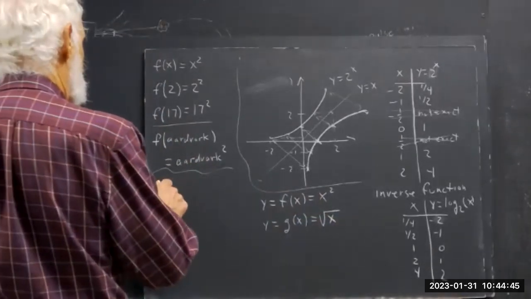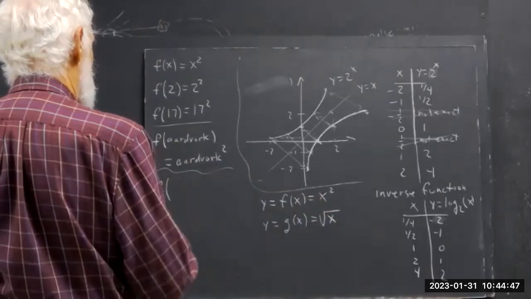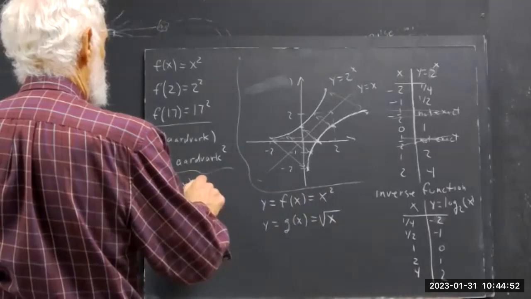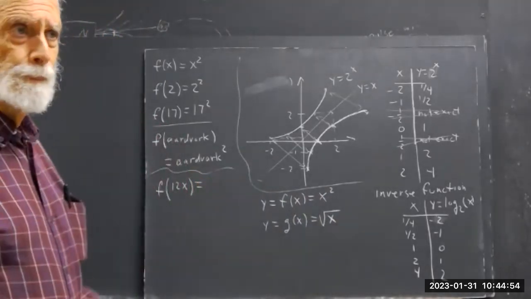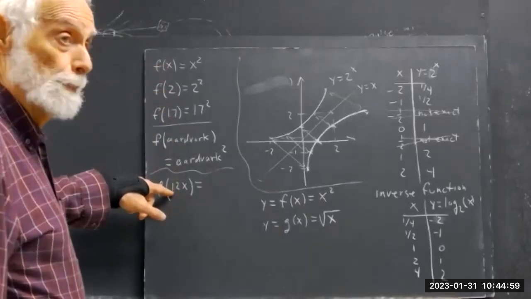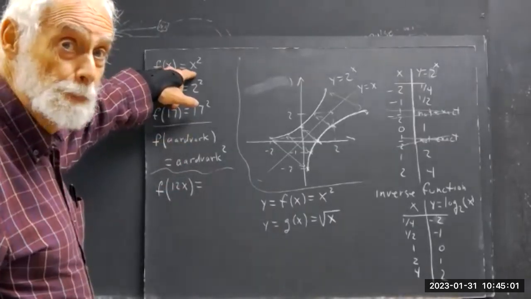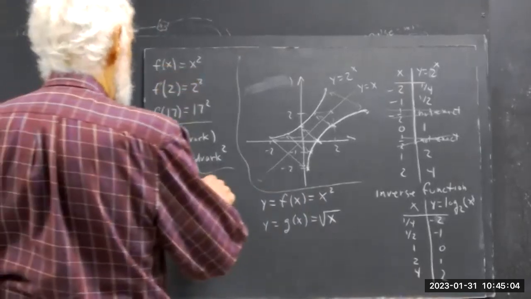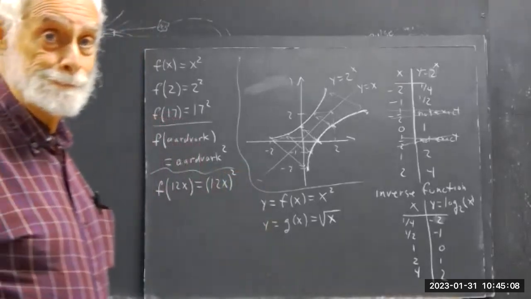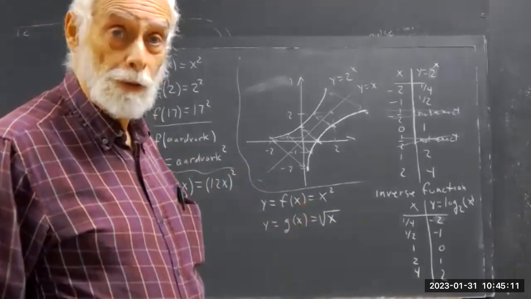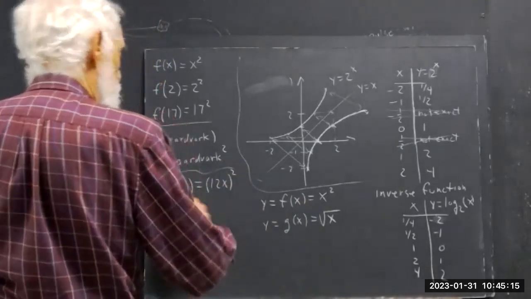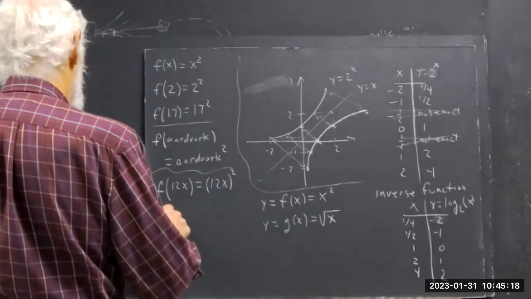So what is, oh, let's say f of 12x. Well, x has been replaced by 12x, so we're going to have to replace x by 12x. It's going to be 12x squared, but this is around the whole thing. 144x squared if you write it out, but that's not what we're really after here.